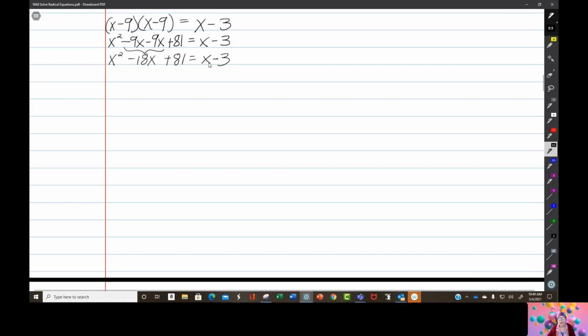Now this is a quadratic equation. The highest power is 2. So what I need to do is pull everything over to the side where the x squared is positive, and it is over here. So I'll pull these over here, and that way I can set this equation equal to 0, and we can go about solving this quadratic equation any way we can.